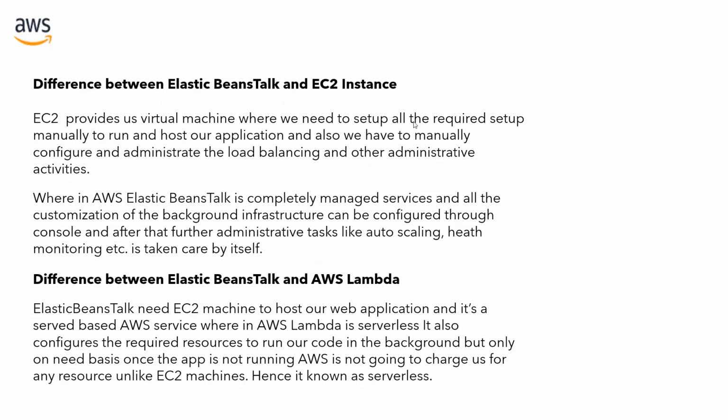So what is the difference between Elastic Beanstalk and an EC2 instance? What is an EC2 instance? We have already studied it in the previous video. EC2 instance is another service which provides us the feature to create a virtual server or machine on the AWS environment. With EC2, we can create a server, whether it is a Windows server, Linux server, or Ubuntu server.